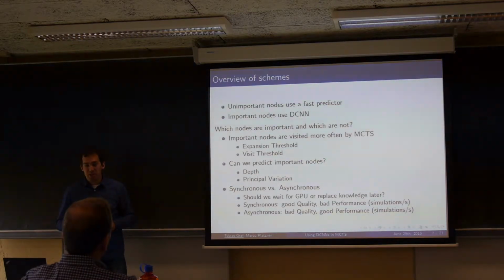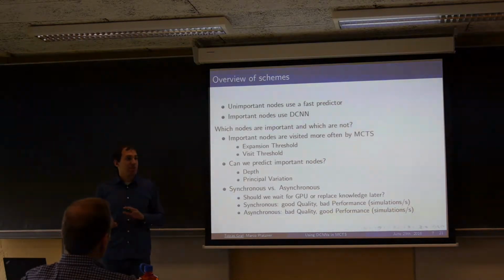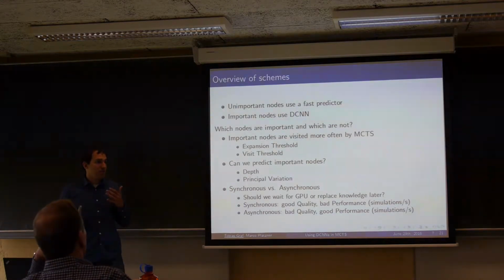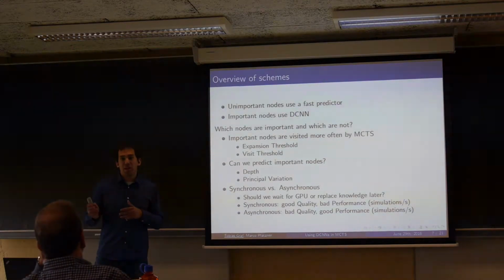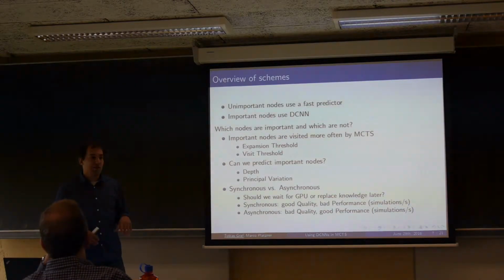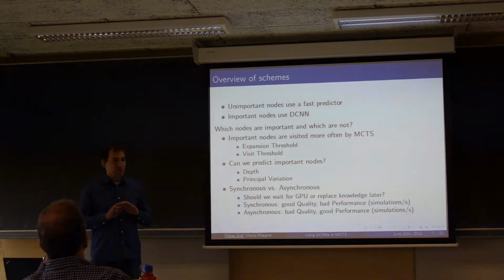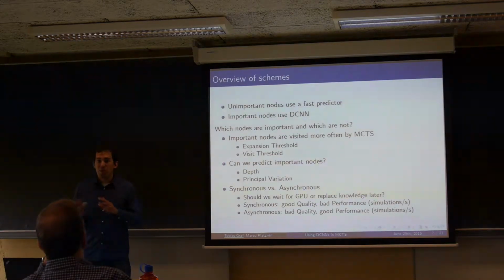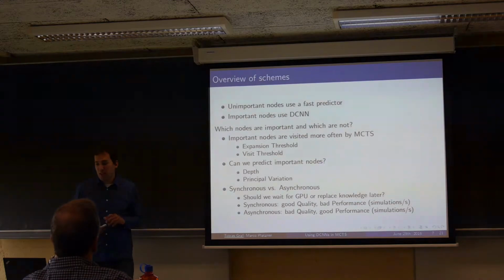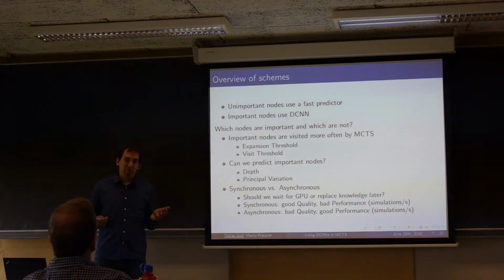An important point is whether synchronous or asynchronous execution is more important. Which means, should we wait for the GPU, or should we just continue the search and replace the knowledge later? So this is a trade-off with quality. If you wait for the GPU, we can use the knowledge straight away. We don't waste any resources on maybe the wrong branches in the tree. But we maybe have bad performance.